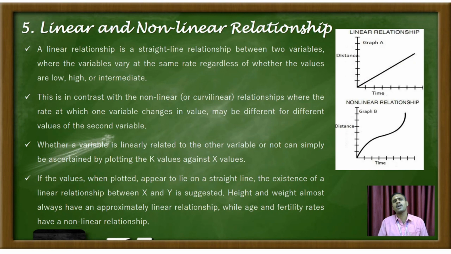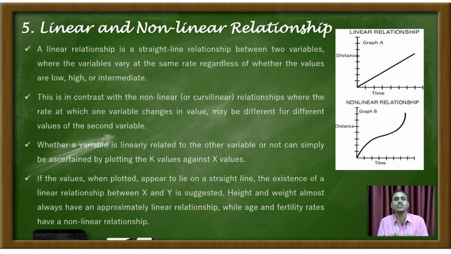Then the next one, linear and non-linear relationship. A linear relationship is a straight-line relationship between two variables. You can see in the graph itself that the variables vary at the same rate regardless of whether the value is high or low. It starts from the same point, increases horizontally, and this is the slope formation. This is in contrast with the non-linear.